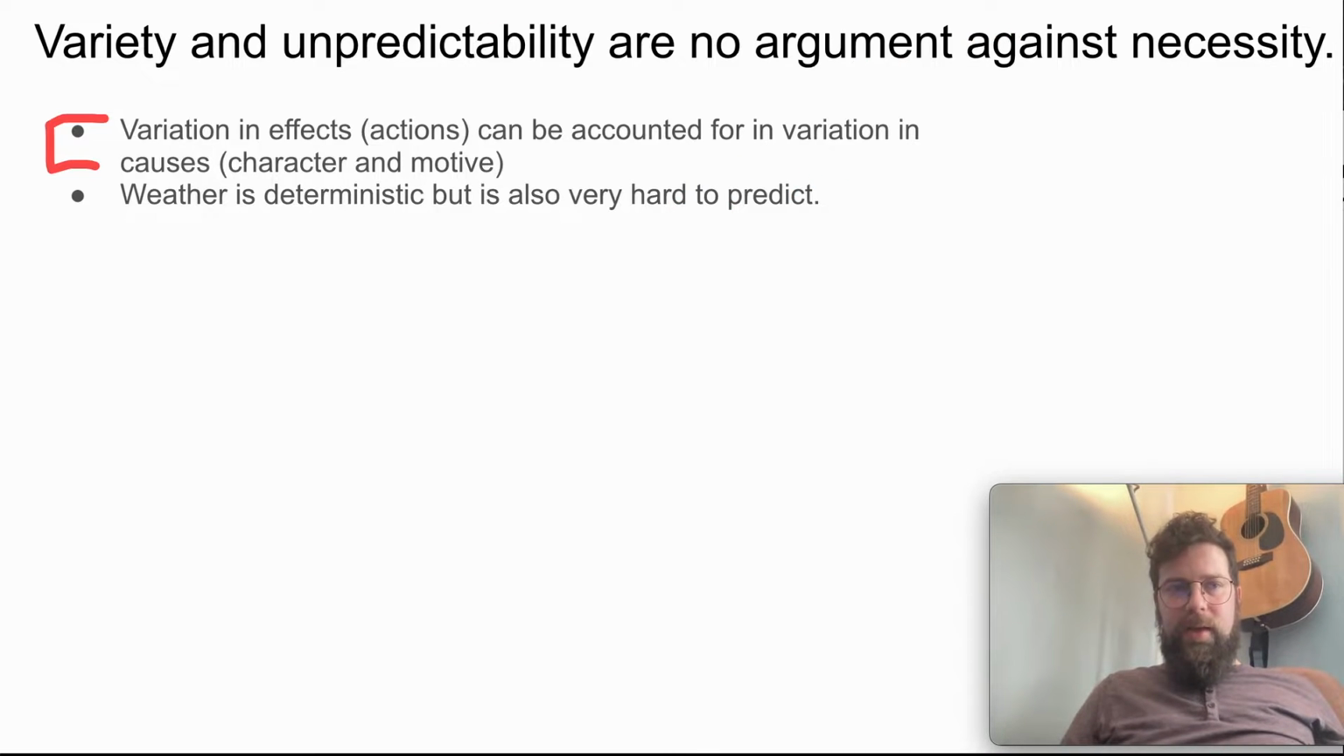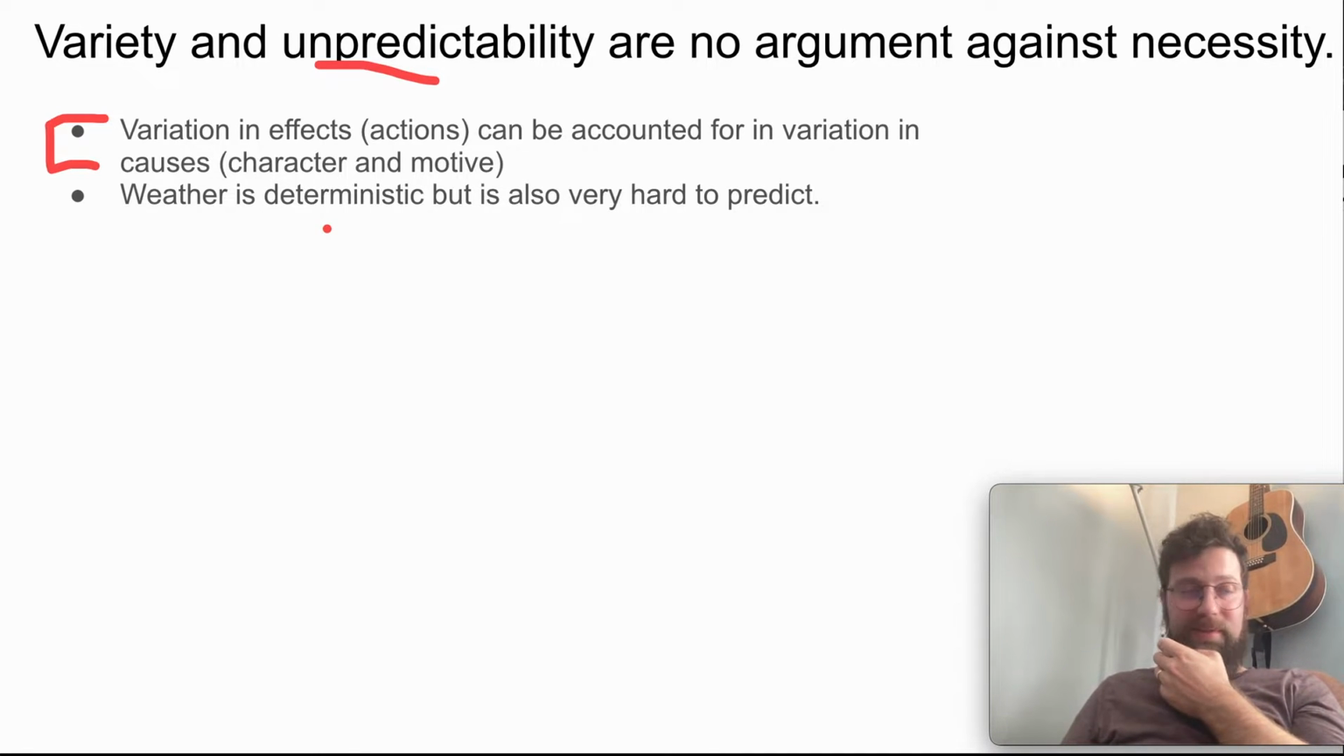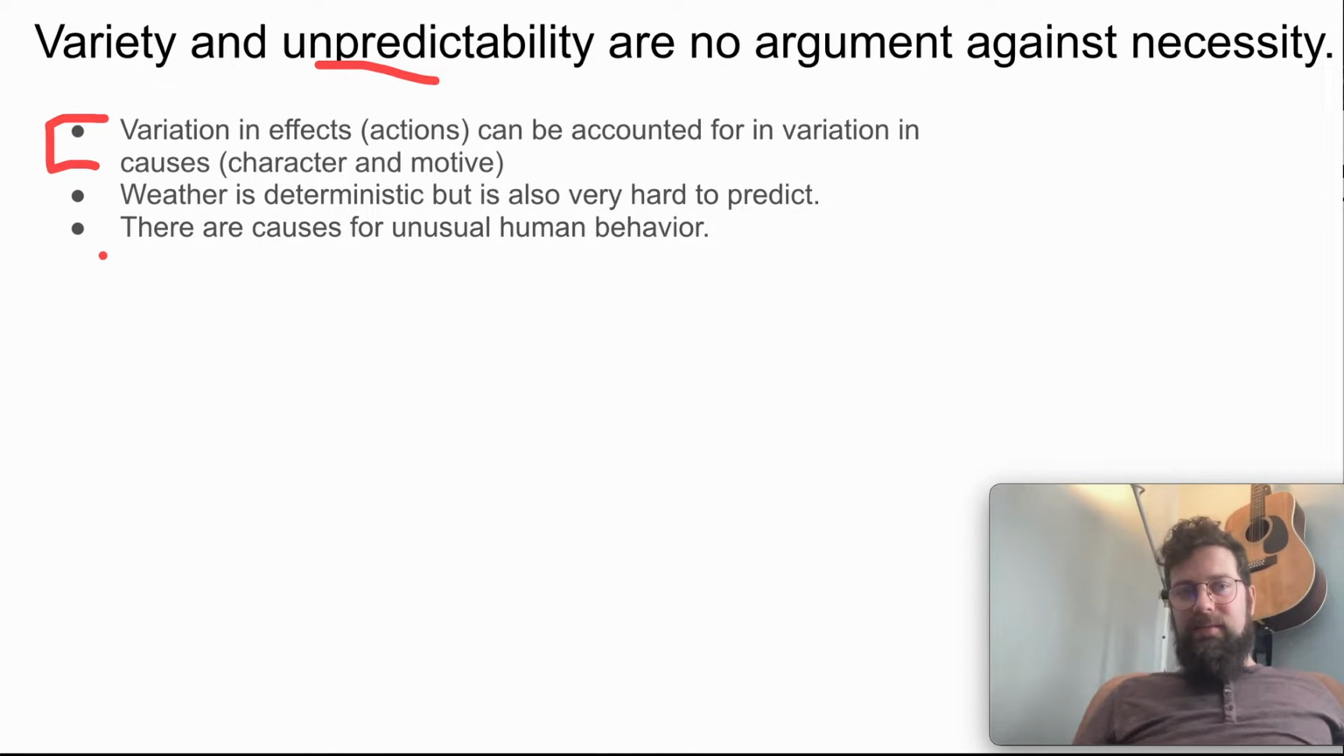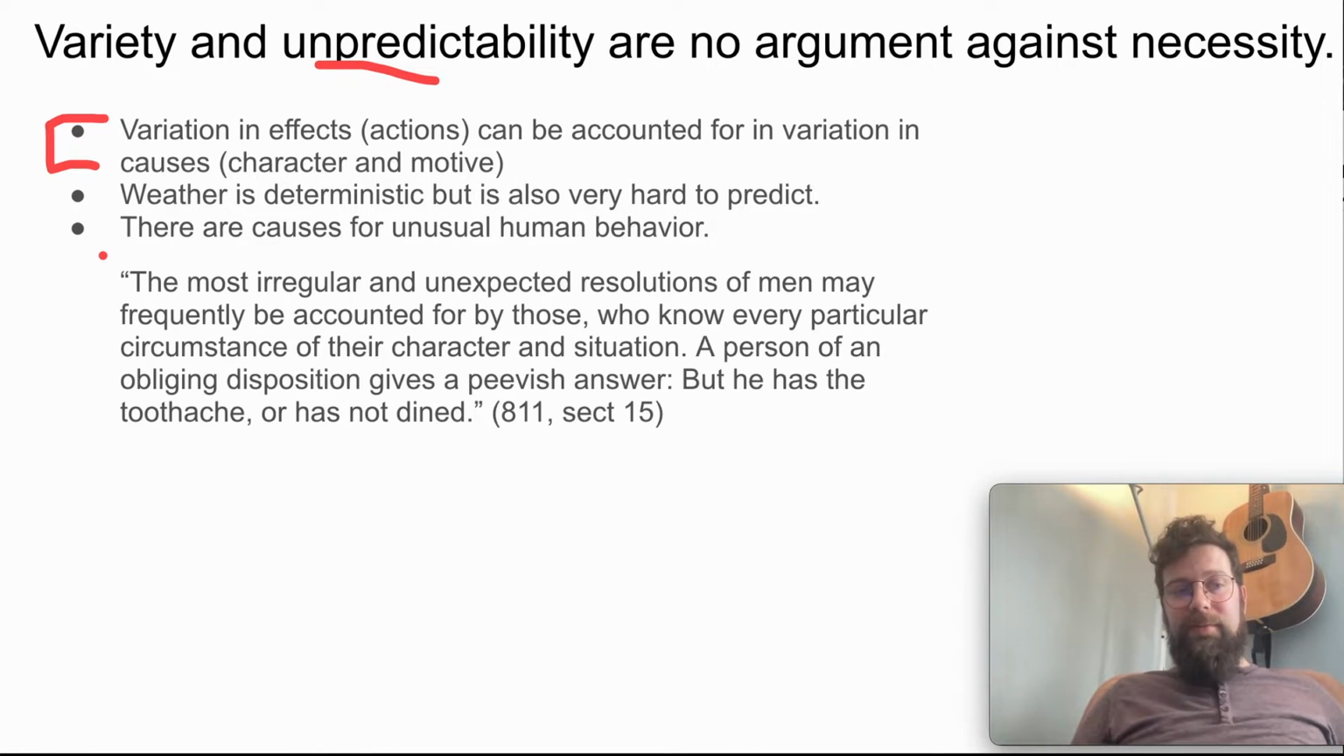Here's another example. Unpredictability. Well, we already saw that with the throwing the die example, but we could also talk about weather, right? We might think that weather behaves according to deterministic patterns, but it's also very hard to predict. So the fact that weather is hard to predict does in no way undercut the claim about determinism. And Hume is also going to note there are causes for human behavior when it's unusual. In fact, when somebody acts strangely, we try to find a reason. We don't just say that people act for no reason.